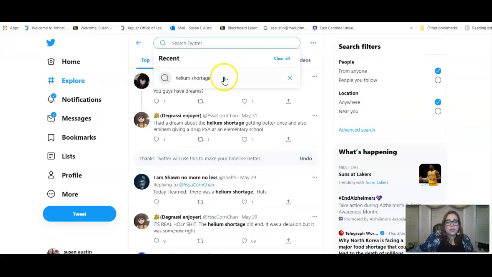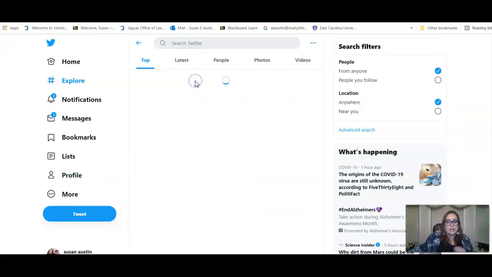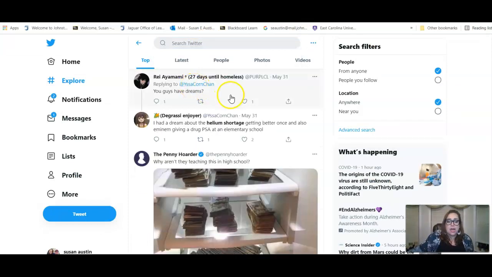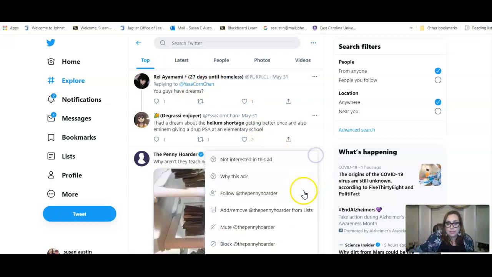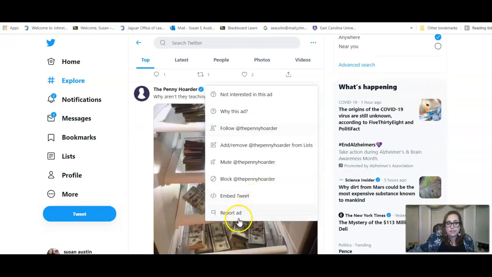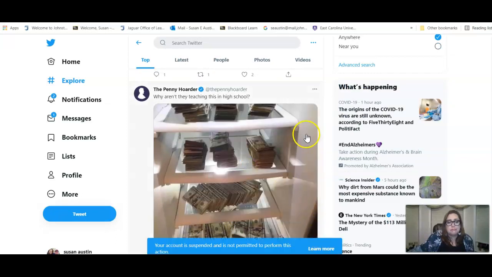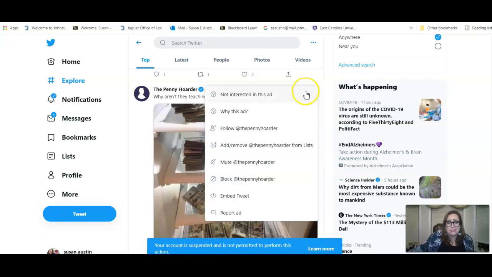Okay, so Twitter, we'll go to helium shortage first. This is an ad. I want to get rid of it. I'll just mute them. Maybe it'll go away. I want it to go away. I don't want to report it.